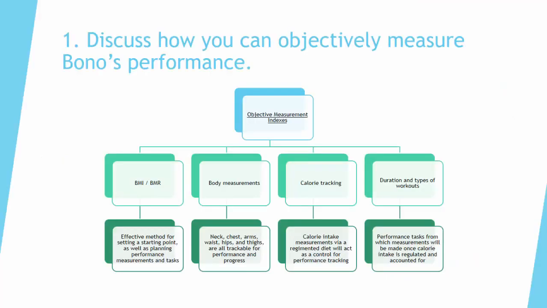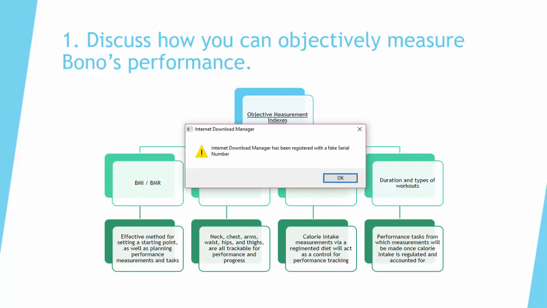Question 1. We must discuss how we can objectively measure Bono's performance. We came up with 4 objective measurement indexes. The first is BMI and BMR. BMI is body mass index, and BMR is basal metabolic rate. This is an effective method for setting a starting point as well as planning performance and measurement tasks.